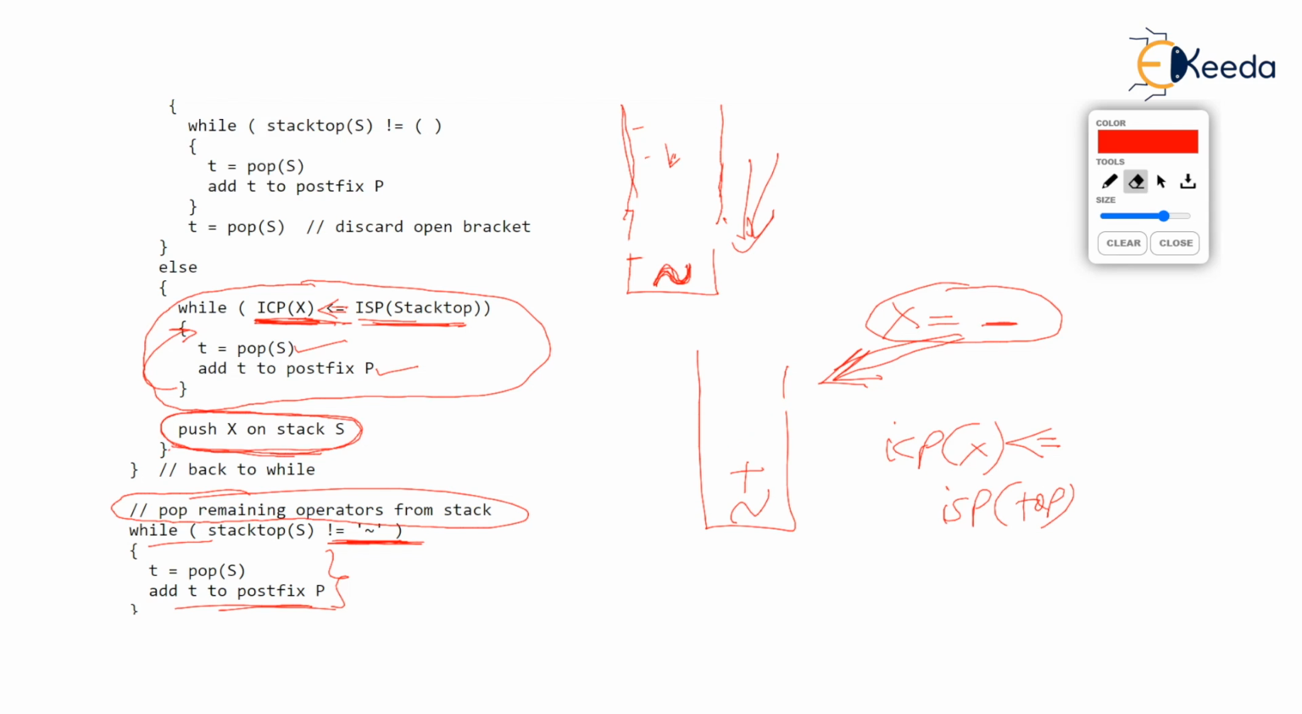And then you again check what is the incoming priority of minus. Is it less than or equal to plus? Yes, minus is less than or equal to plus. Both are having equal priority. Then even plus is popped and added to postfix. Now you again check the incoming priority of minus. Is it less than or equal to tilde? No, minus is having a higher priority than tilde. So obviously this minus will easily reside on top of tilde. Check this case.